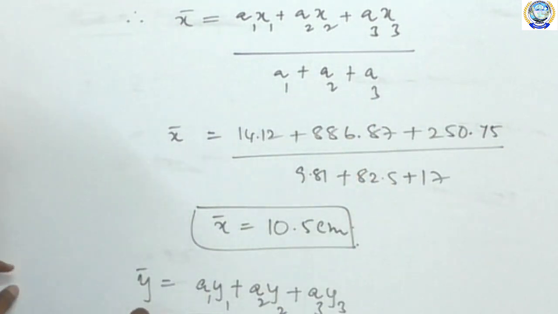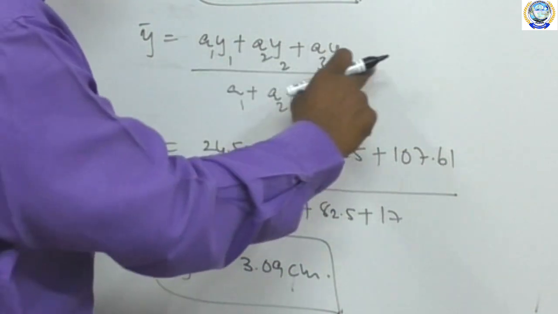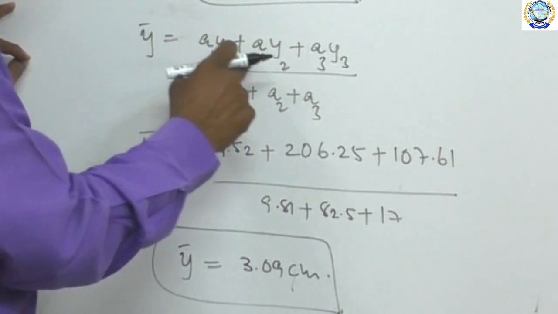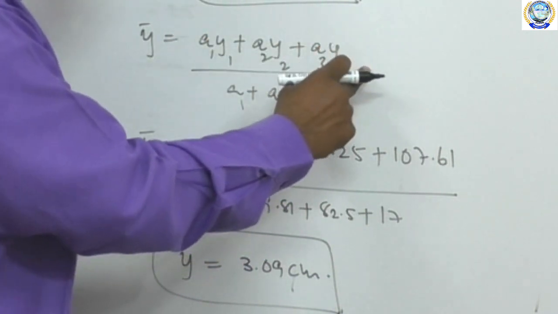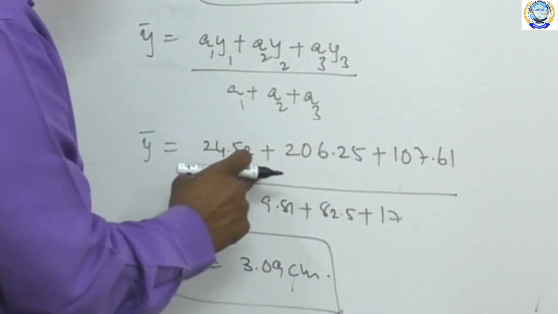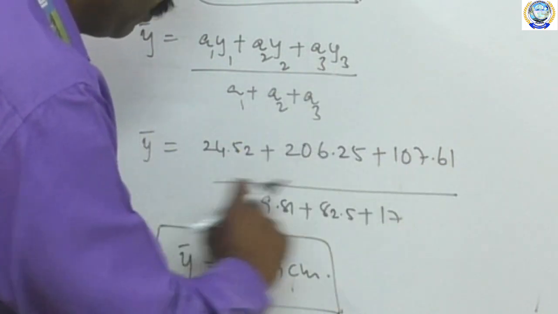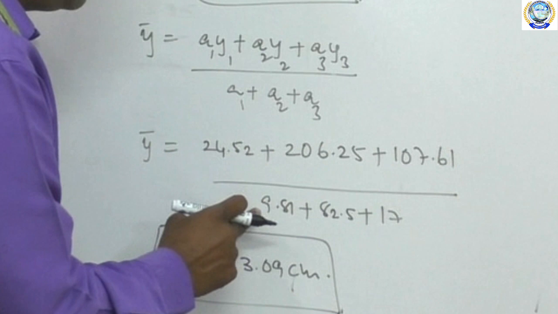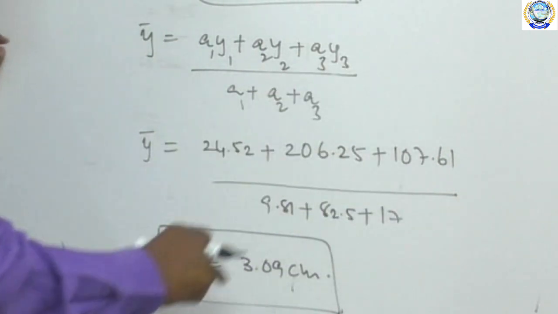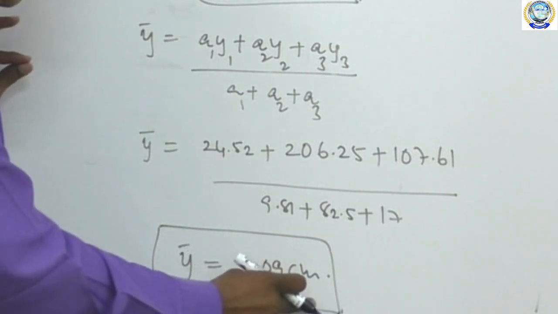And similarly, y bar is equal to a1y1 plus a2y2 plus a3y3 whole divided by a1 plus a2 plus a3. Bring the values of a1y1, a2y2, a3y3 and substitute in the respective places. We will get 24.52 plus 206.25 plus a3y3, 107.61, whole by a1 is 9.81, a2 is 82.5, a3 is 17. After simplifying, we will get y bar is equal to 3.09 centimeters.